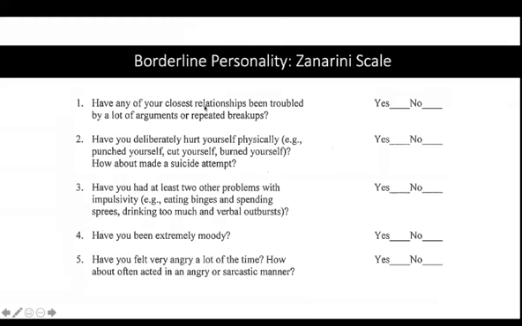So, have a lot of your closest relationships been troubled by a lot of arguments or repeated breakups? Yes or no? And this is, again, another didactic thing. It's hard to convince people of these kinds of personality disorders because they feel so subjectively awful. And then they think something awful might happen.